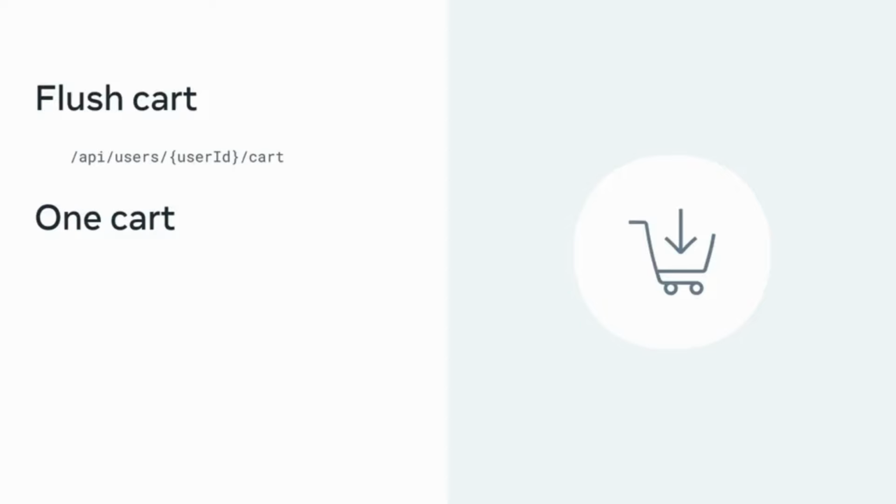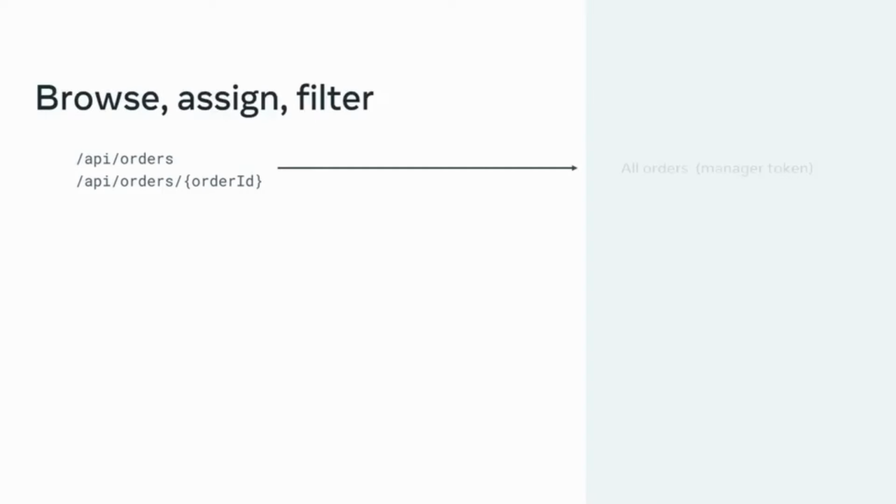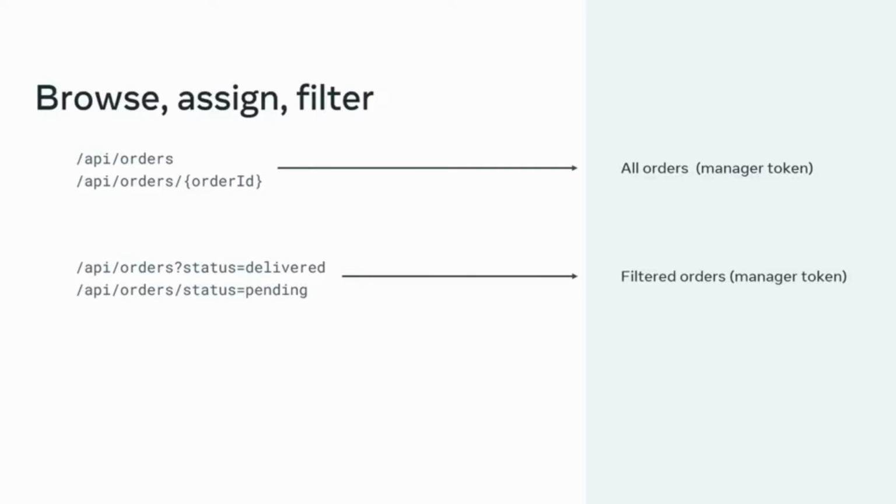One customer should only be able to have one cart at a time, and one cart should be able to contain multiple menu items. Last, there are APIs related to the delivery process. First, you need API endpoints for the managers to browse the orders and assign them to a delivery person. Managers should also be able to filter orders by their status, like delivered and not delivered.